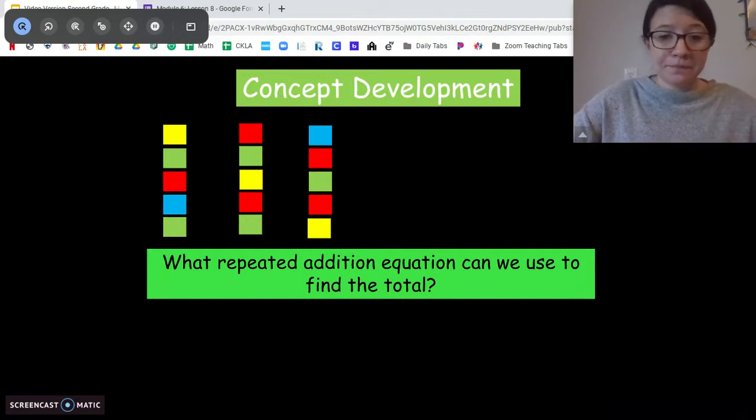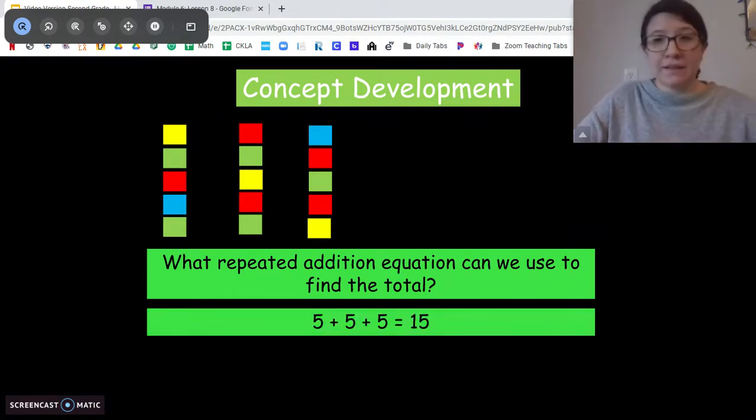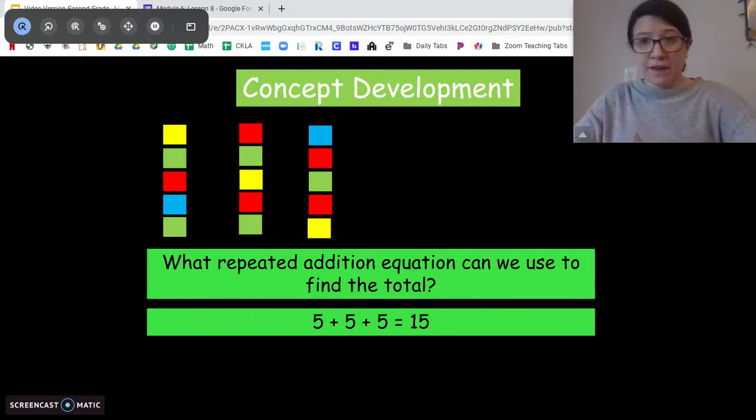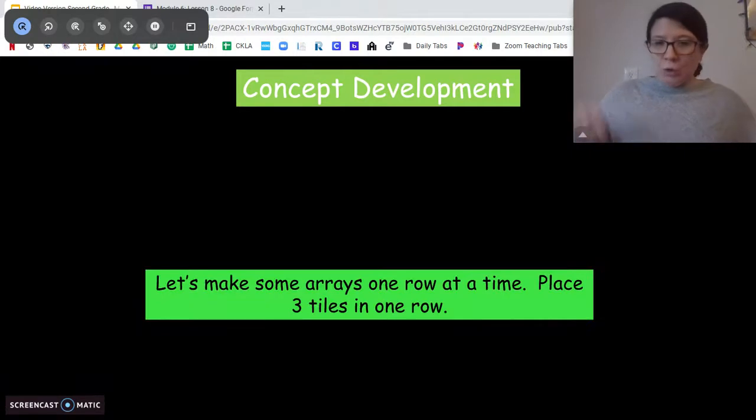Repeated addition. So we're going to use the same strategy. We have 5 plus 5 plus 5. 5, 10, 15 is going to give us 15. 5 plus 5 plus 5. Got it? Good job. All right. Let's do a different one. So move those tiles aside.